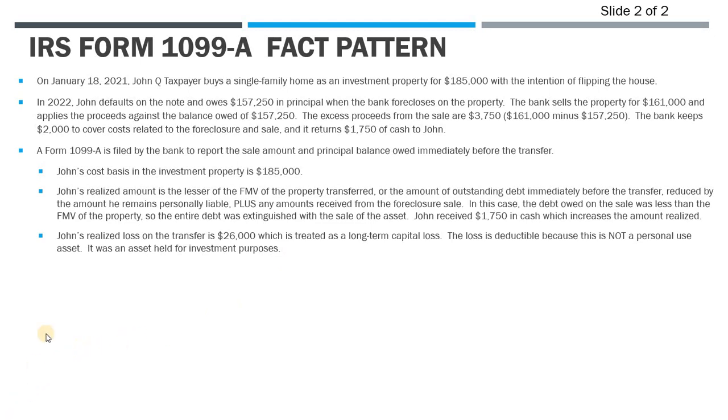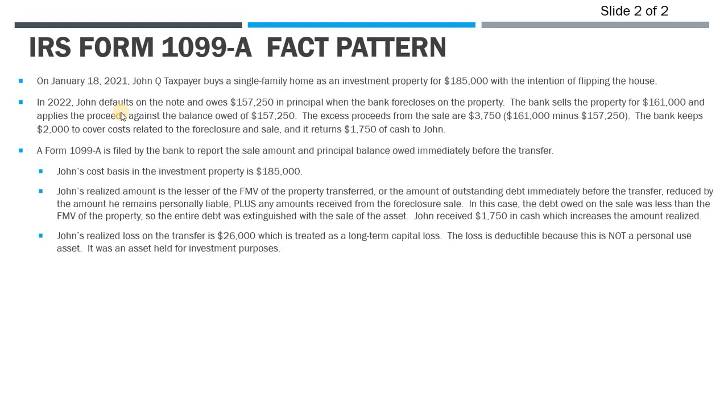So on January 18, 2021, John buys a single-family home, and it's going to be an investment property, which he wants to flip. Right, so he's not going to rent it out. He's not going to live in it. It's not a vacation home. It's a buy and flip type of investment for him.